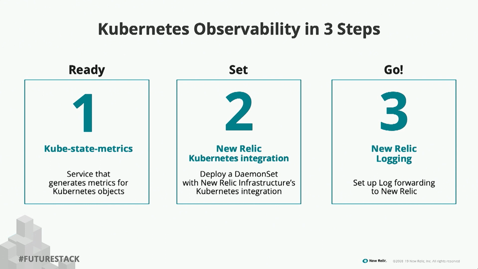3 easy steps. The first step within the New Relic platform is really a preparation step. So what we do is we deploy a service called kube-state-metrics. And kube-state-metrics gives us information about all the objects in my Kubernetes cluster. We gather that information to help you understand what's happening.